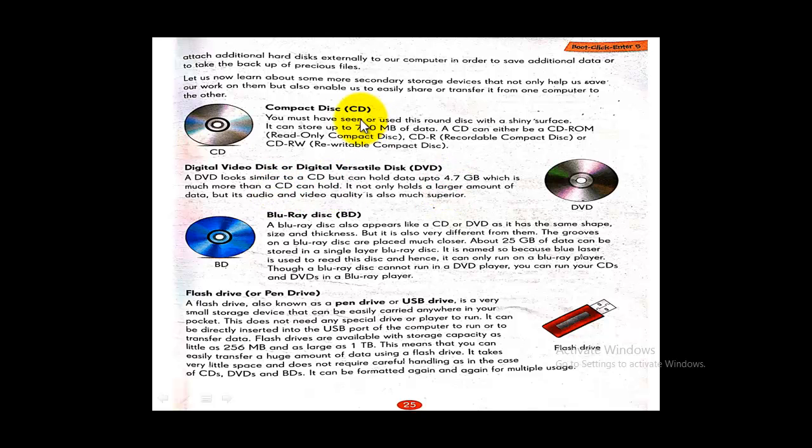A CD is only 700 MB. But a DVD is now 4.7 GB. How many MB is equal to 1 GB? 1024 MB is equal to 1 GB. So it can store about 5 times more. Okay, a DVD can store 5 times, more than 5 times, what a CD can.